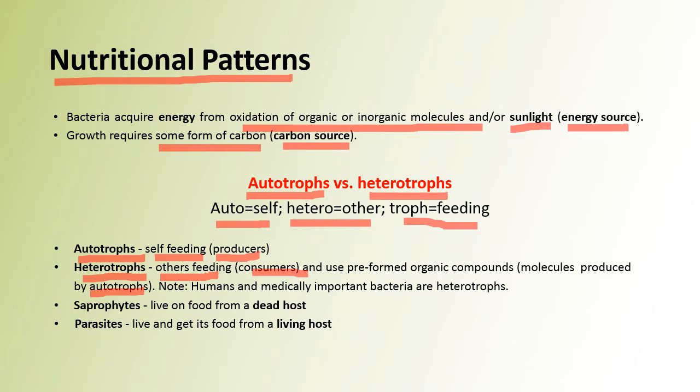And take note that humans and medically important bacteria are heterotrophs. And other fungi are considered as saprophytes because they live and get food from a dead host. And some human worms and viruses are considered as parasites because they live and get food from a living host.